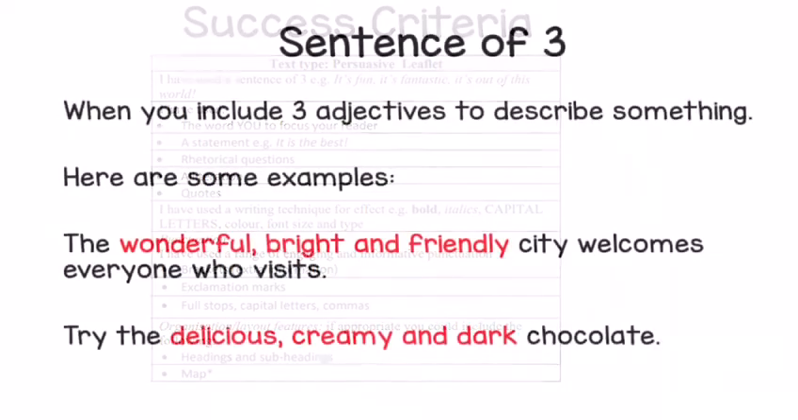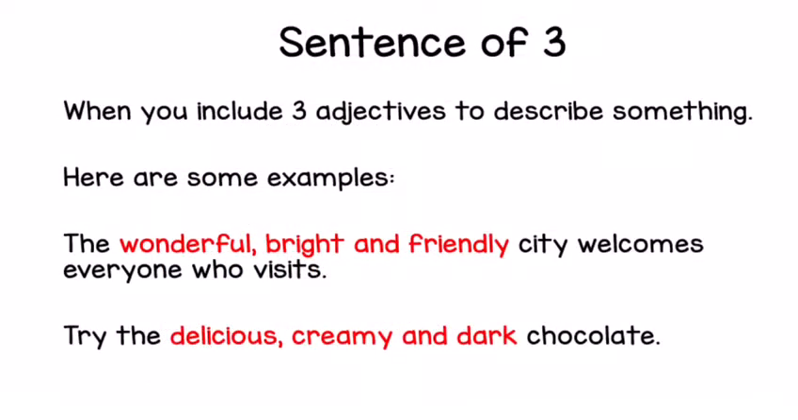So a sentence of 3. This is when you include 3 adjectives to describe something. So for example, the wonderful, bright and friendly city welcomes everyone who visits. So you've used 3 adjectives there. Or try the delicious, creamy and dark chocolate. You'll see that there's quite a lot of chocolate theme in this.